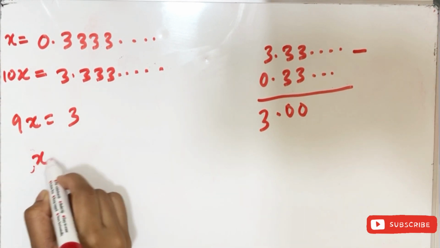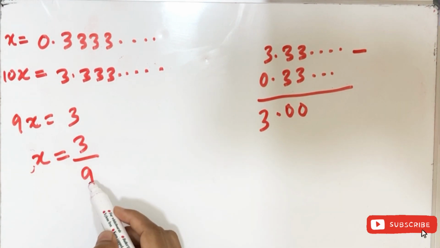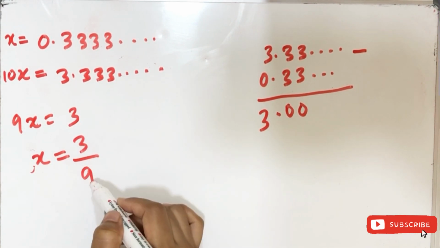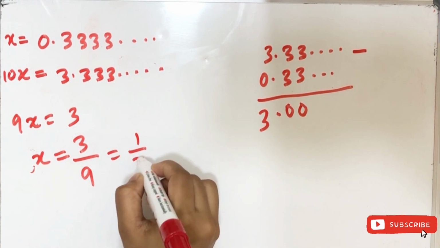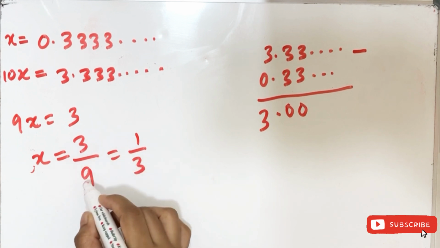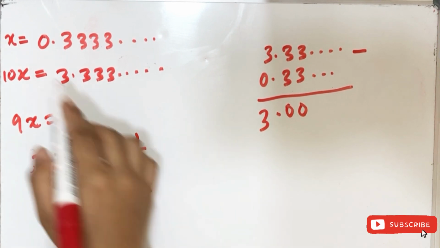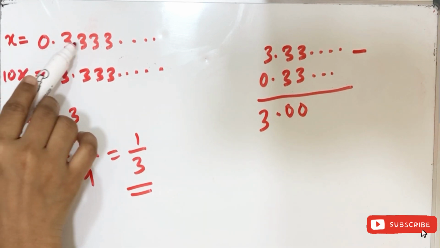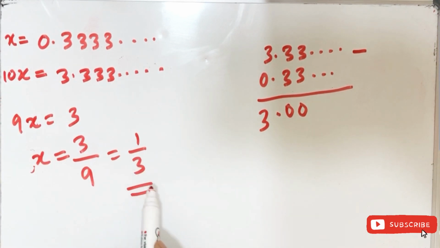So what is x here? 3 over 9. What is 3 over 9 here? 3 and 9 has common factor 3. So 1 by 3. 3 divided by 3 is 1. 9 divided by 3 is 3. So it is 1 over 3. That is x, or 0.333 is 1 over 3.